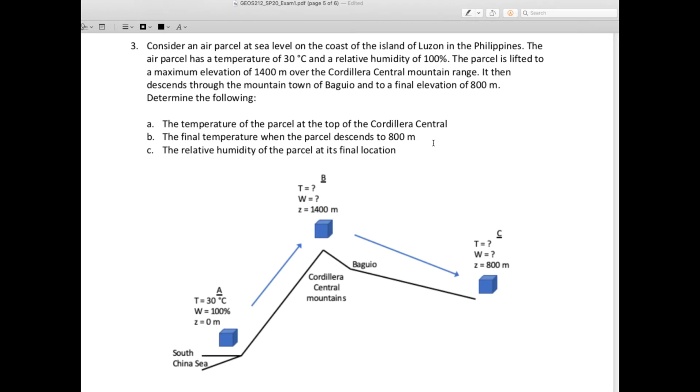Okay, let's do problem number 3 from the midterm exam now.